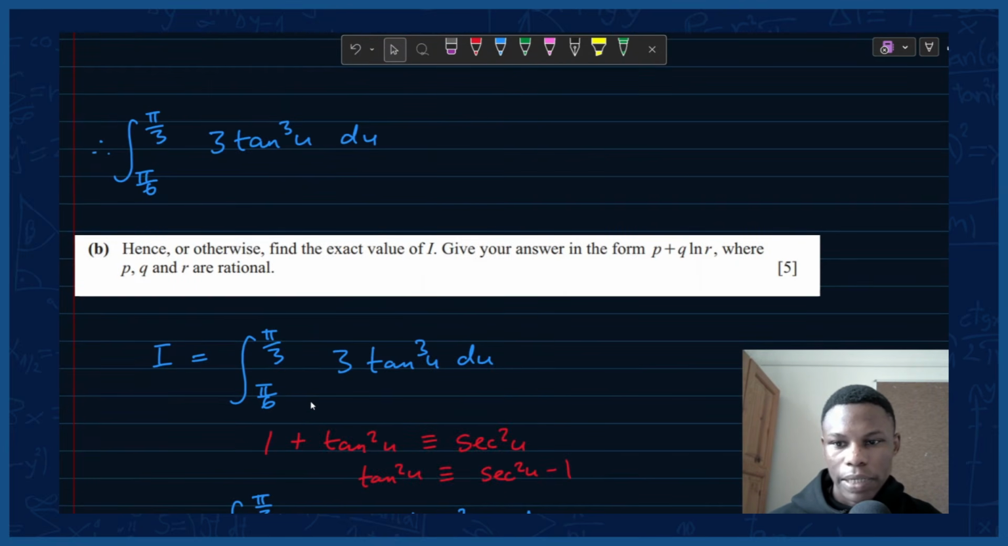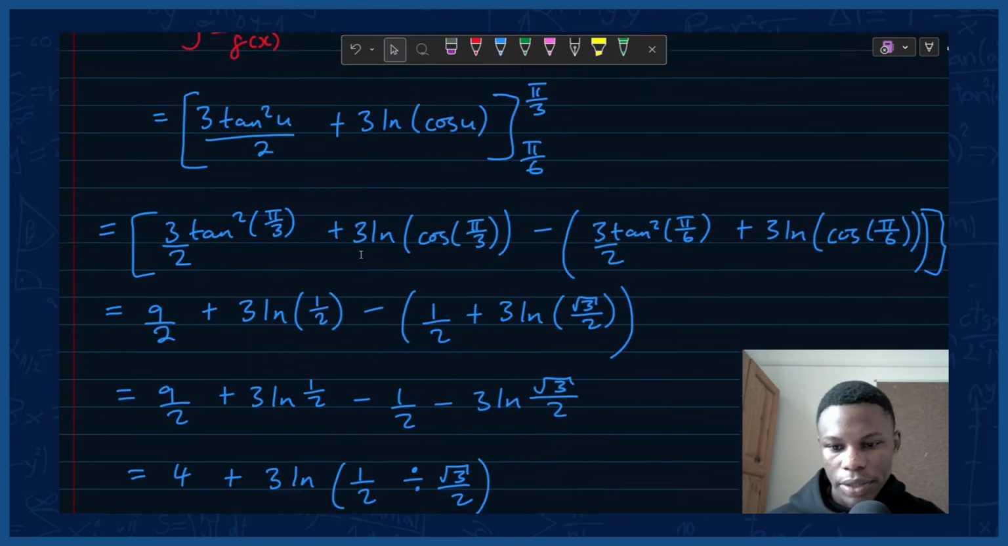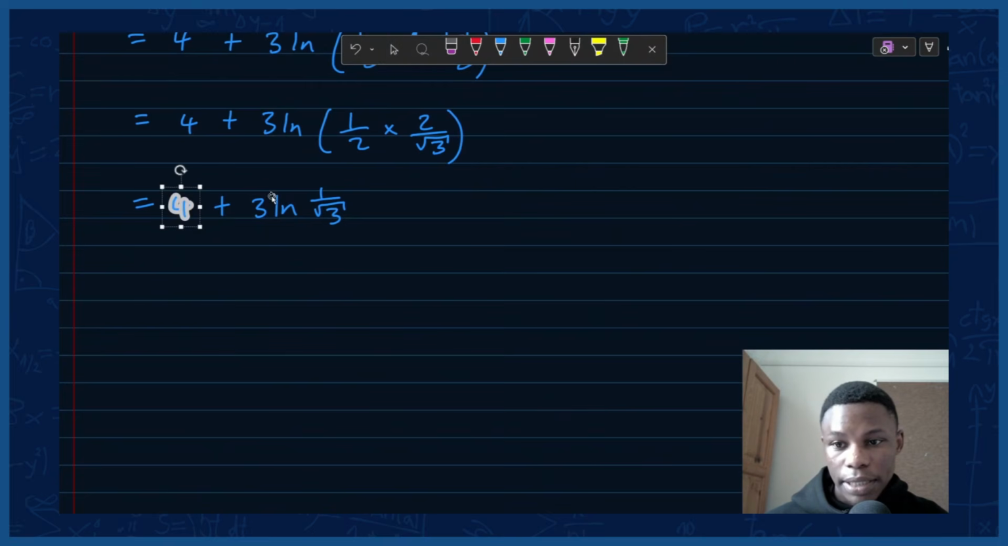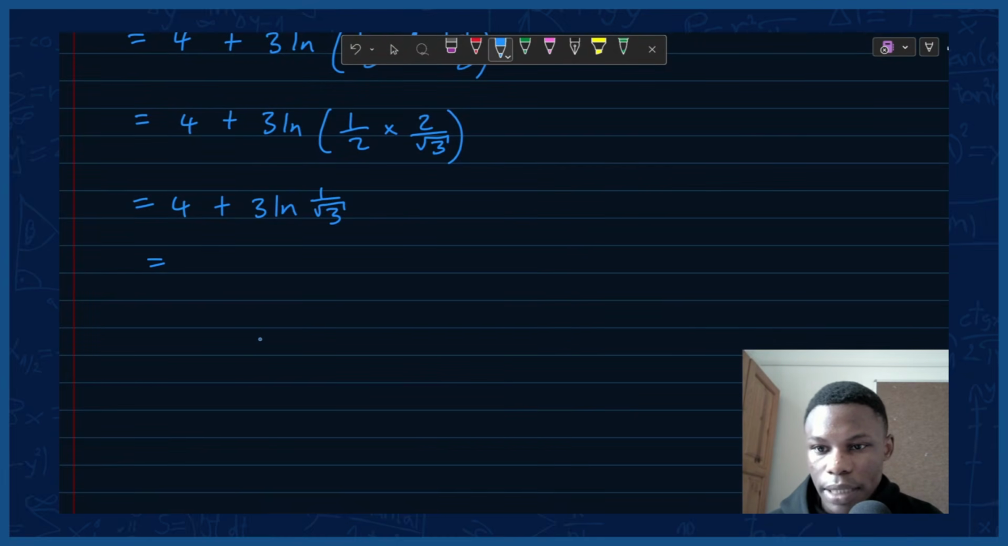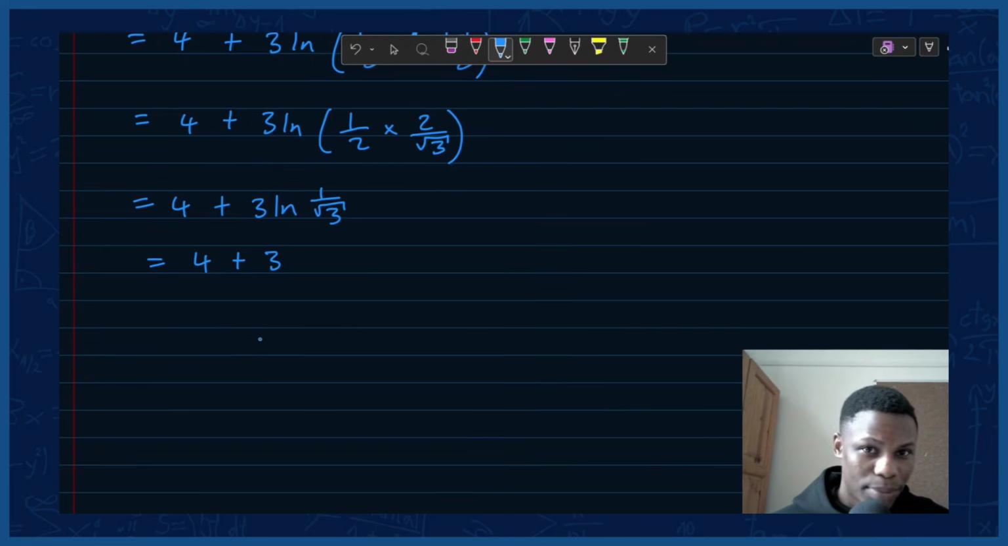P plus Q ln R, and P, Q, and R are rational. Okay, so P, Q, and R are rational. So let's see. P is rational, Q is rational, this is not rational. Okay, so we have to do a bit of work there to get that rational. So remember, square root of something, that's an irrational number. So we can't leave it here.